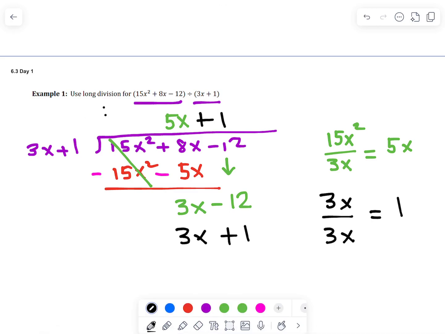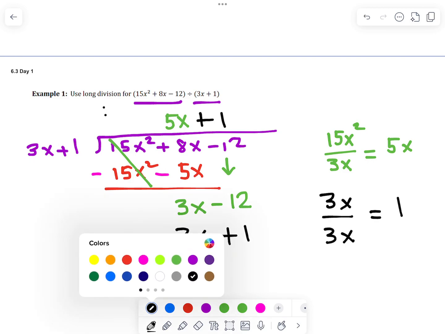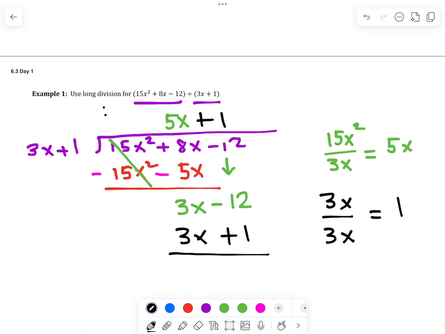And now we put our line underneath it. And we have to subtract all the way through. So we change the 3x to a minus. We change the plus 1 to a minus 1. And then what happens is the 3x's cancel, they become 0. And then negative 12 minus 1 is negative 13.